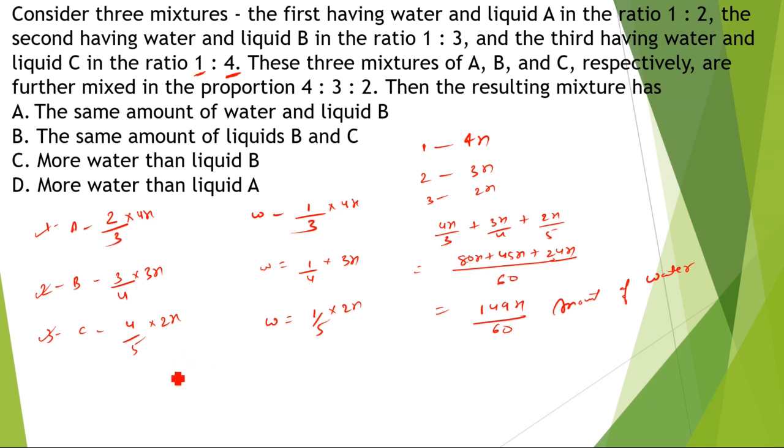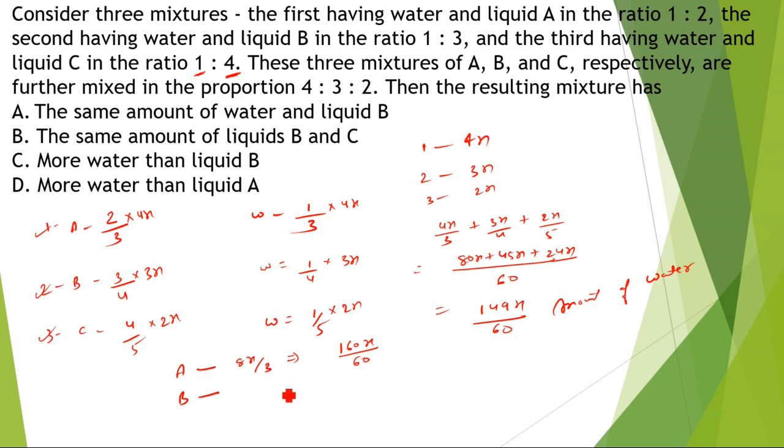Now we will check the amount of liquid A, liquid B, liquid C, and after that we will check with the options. So liquid A is 8x by 3, that implies we will make this denominator as 60. It will be easy to compare afterwards. So multiply numerator and denominator by 20. So 160x by 60 is the amount of liquid A.